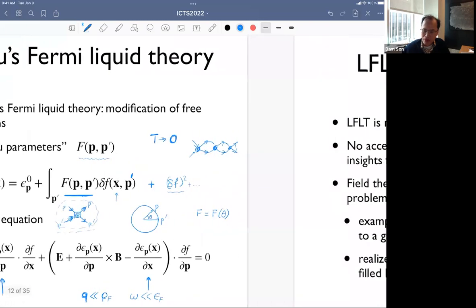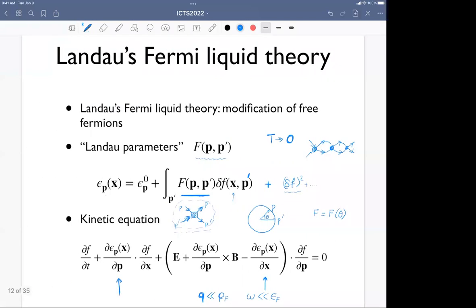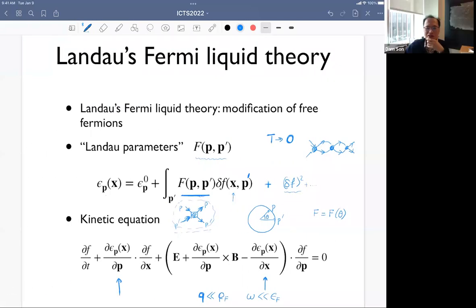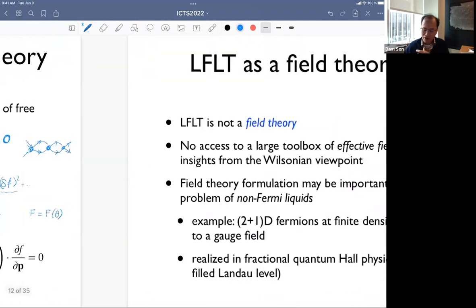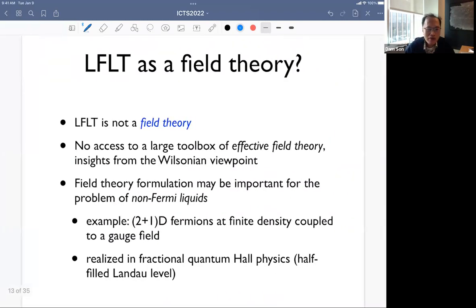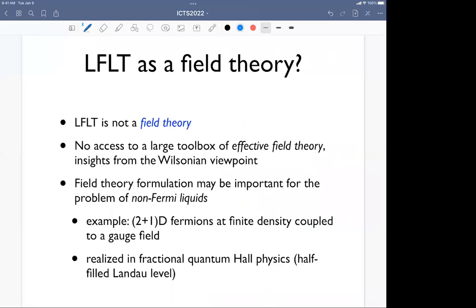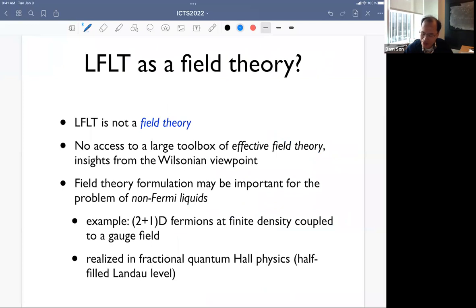Okay, so yeah. Any more questions? Okay, so we see here that Landau's Fermi liquid theory is not a field theory. It doesn't look like something that arises from an action, a path integral. So we do not have a large toolbox of effective field theory.